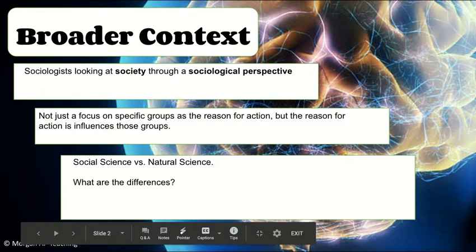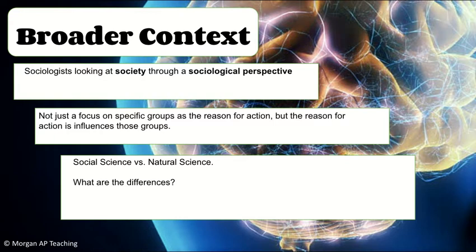So, if you've been in psychology, then you know the difference between social sciences and natural sciences. Sociology is another social science, and so we still follow the scientific method, a process I think most of you are familiar with, but we'll rehash at some point as well. So make sure you know the differences between natural sciences and social sciences.